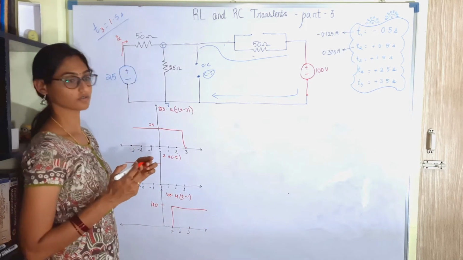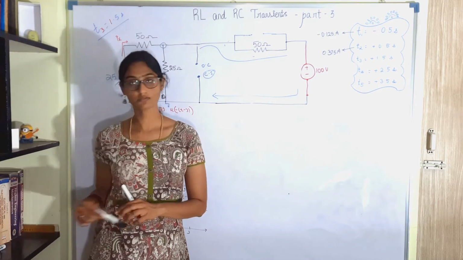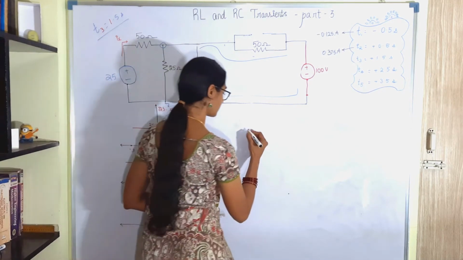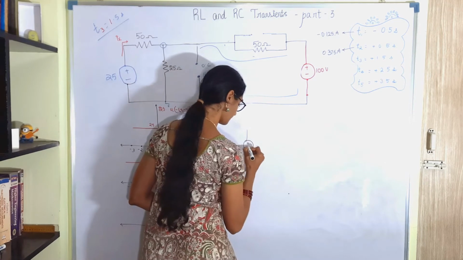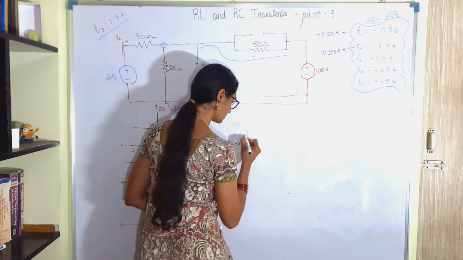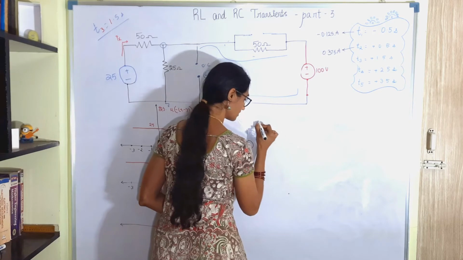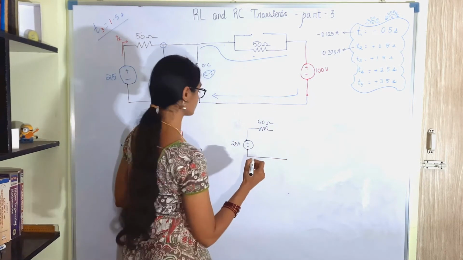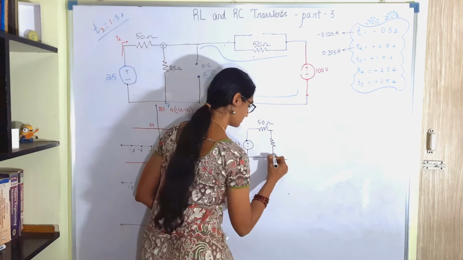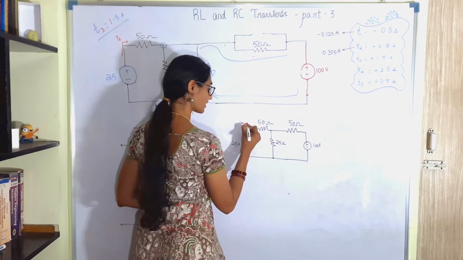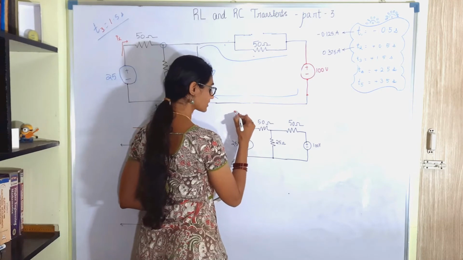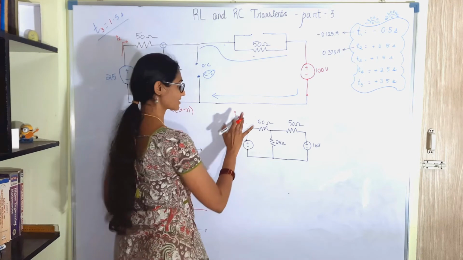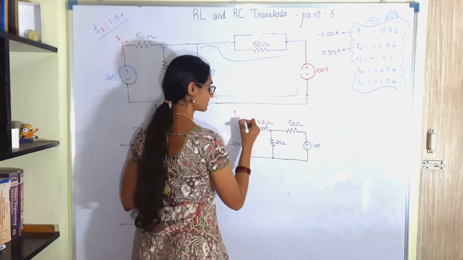I'll first redraw the circuit for your ease, because we have so many open circuits, so many short circuits. Okay, so we have a 25 volt source in series with 50 ohm. I am marking this as Ix of T3.